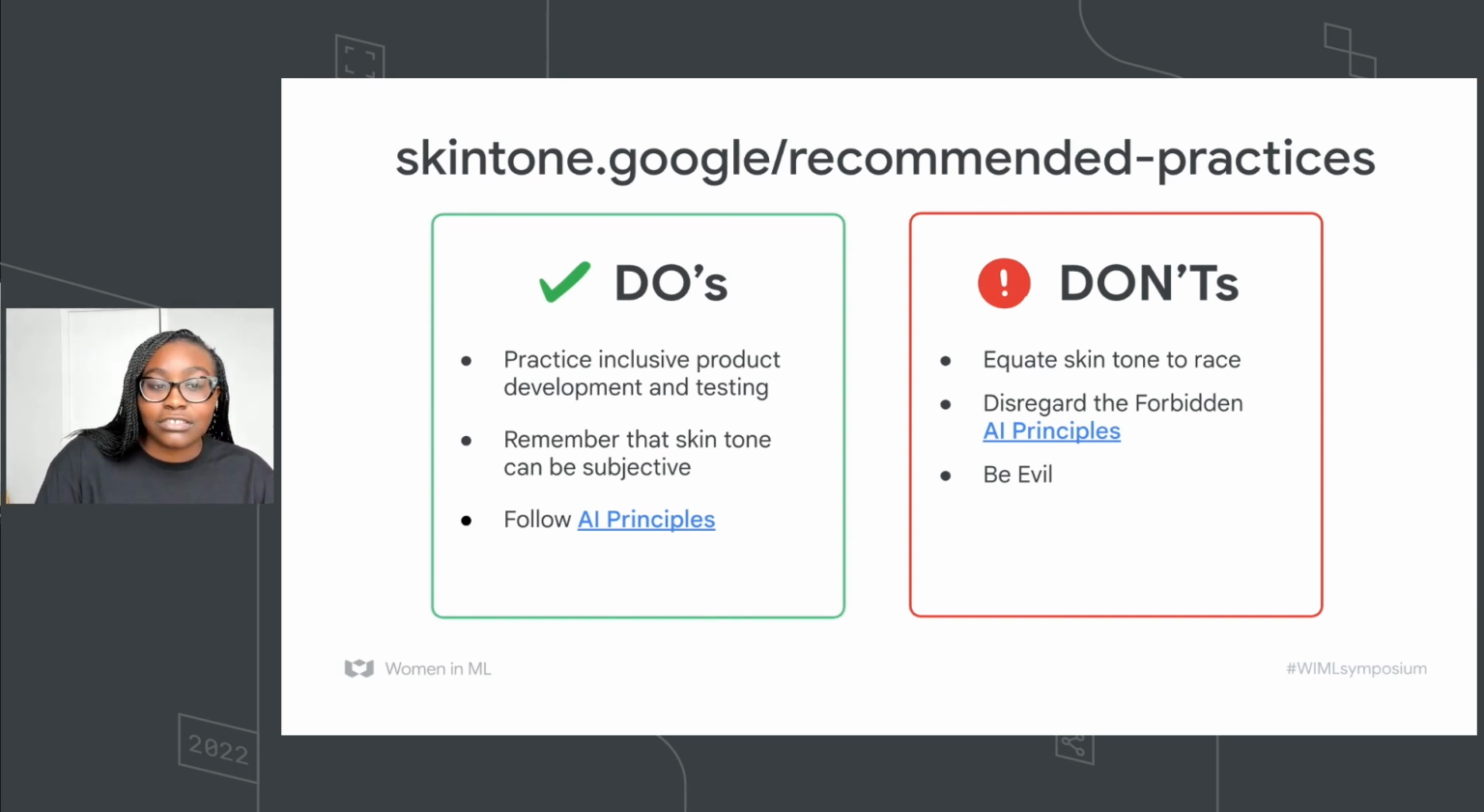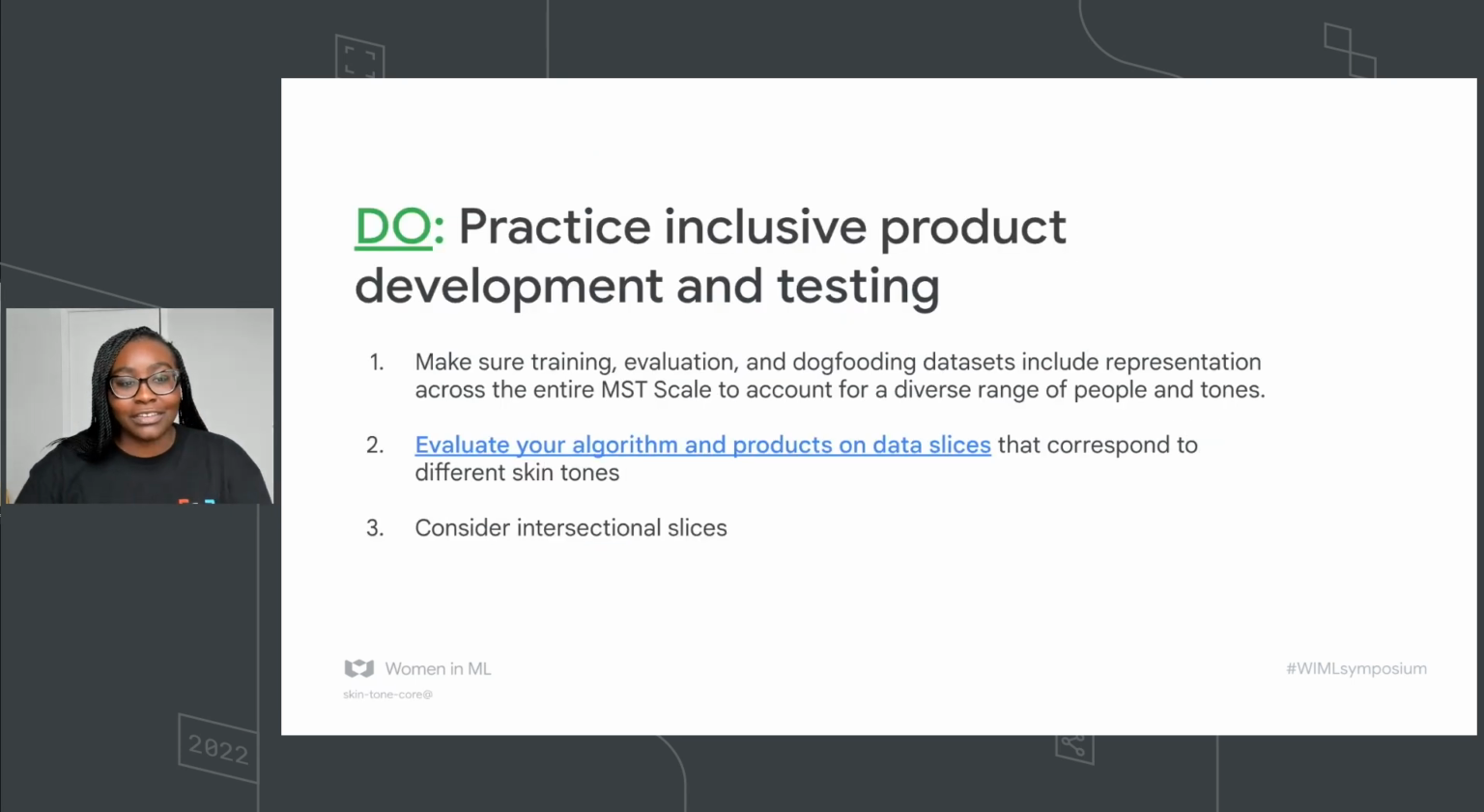You can also find these on skintone.google/recommended practices as well if you want to follow along there or find it offline. Principle number one, do practice inclusive product development and testing. Teams within Google have obviously been using this tool and incorporating it in their fairness analysis testing. We are really pushing for people to make sure that they have their training and evaluation data sets include representation along the scale. Same thing for evaluating your overall products as well.